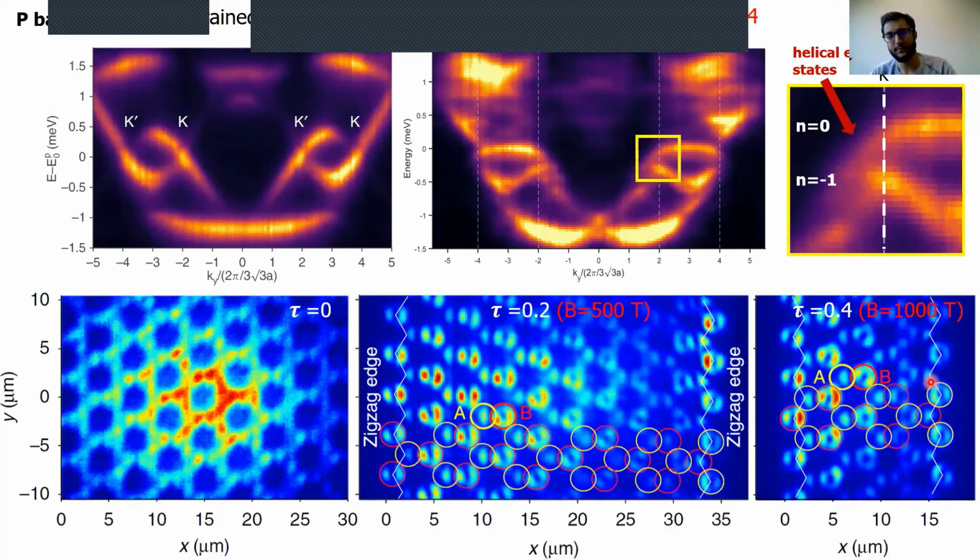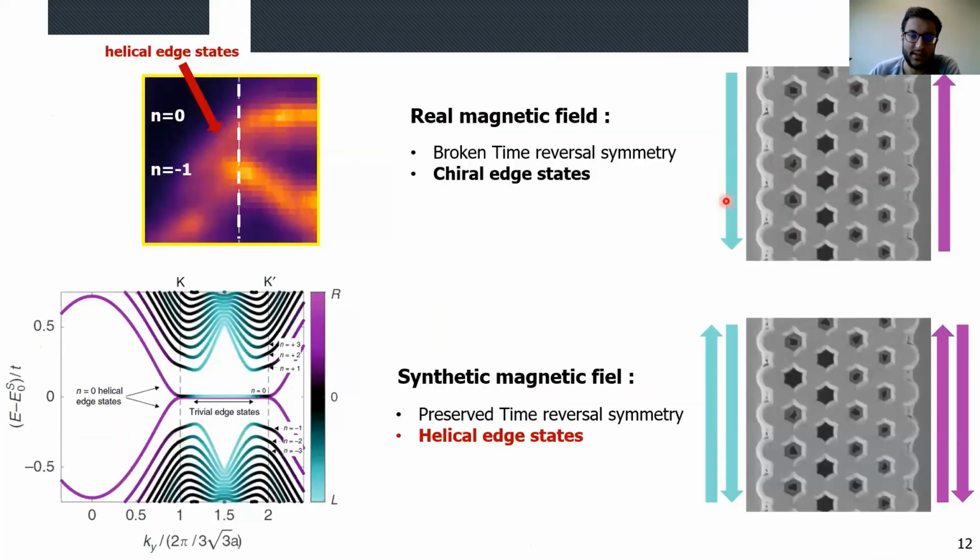Now I want to speak a little bit about this propagating edge state that we can see here in between the Landau levels. They are called helical edge states, contrary to a real magnetic field where the time reversal symmetry is broken and where you have a chiral edge state. With synthetic magnetic field, we still have time reversal symmetry, and thus we have helical edge states. So it's a pair of counter-propagating currents on each edge.